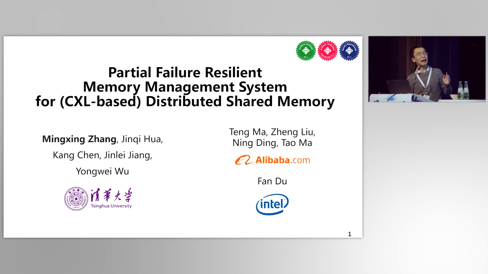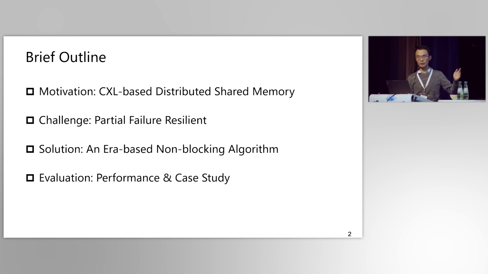Today, I will talk about our work on how to build a memory management system that is built for CXL-based distributed shared memory. This is a joint work from Tsinghua, Alibaba, and Intel. In the first part of this talk, I would like to present the benefit of using CXL to build a distributed shared memory. Then we will discuss why we think that tolerating partial failures could be a major challenge in such systems. Finally, we will talk about our solutions and the corresponding evaluation results.